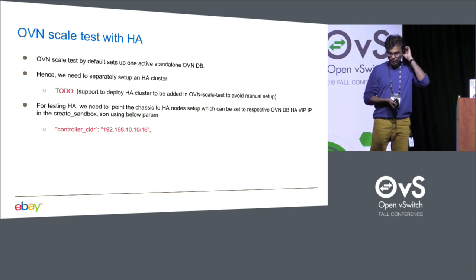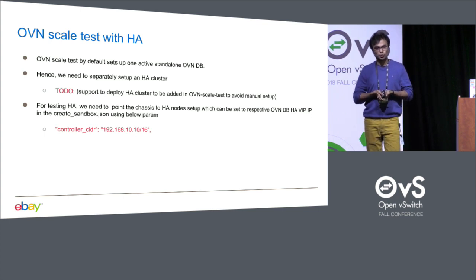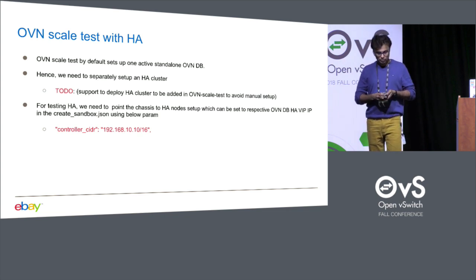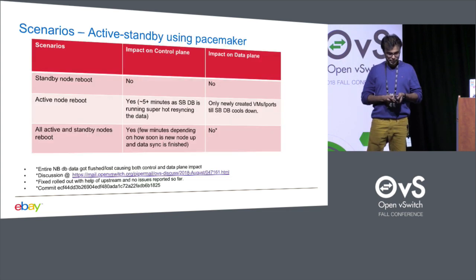It's still a to-do. We are still figuring out whether we want to add this support in the OVN scale test, so that we can also by default set up 3 sandboxes for the central nodes in HA. That is how we'll test the HA.